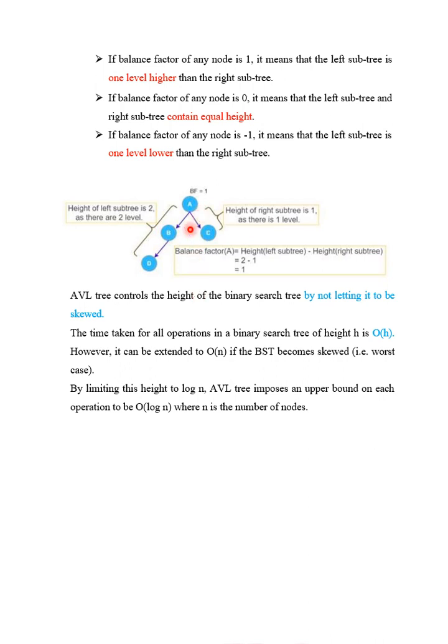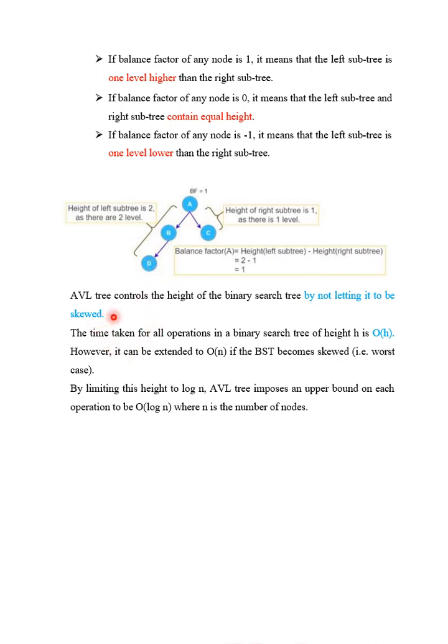So consider this example. We have A, B and D on the left side and C on the right side. To find the balance factor, the formula is height of the left subtree minus height of the right subtree. Height of the left subtree is 2 and height of the right subtree is 1. So 2 minus 1 is 1. So the balance factor for node A is 1. To find the balance factor for B, height of left is 1, right is 0. So 1 minus 0 is 1. For a leaf node, it is 0.